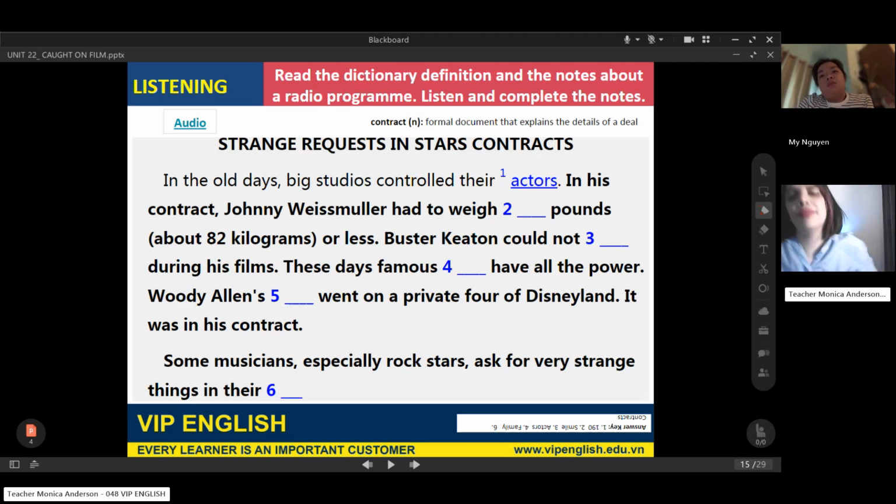In the old days, big studios controlled their actors. This means they also controlled their actors' contracts. In fact, the studios had all the power, and they used this power to write some strange contracts. One example is Johnny Weissmuller, the swimmer who acted as Tarzan. As he got older, he got too fat. In his next role, the contract said he had to be 190 pounds or less.